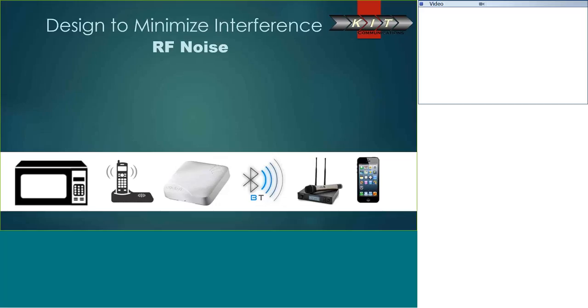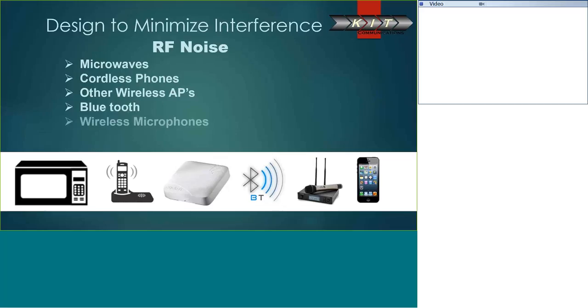So one way you can minimize is to know what gives off RF noise, because these are the interference pieces within your network. We have microwaves, we have cordless phones, other wireless access points, Bluetooth devices, wireless microphones, and if you're in a school and your students are bringing phones, cell phones are probably one of the bigger devices or culprits bringing noise floor, or raising your noise floor.